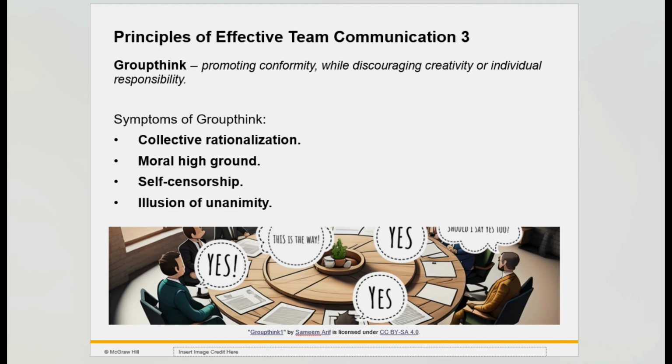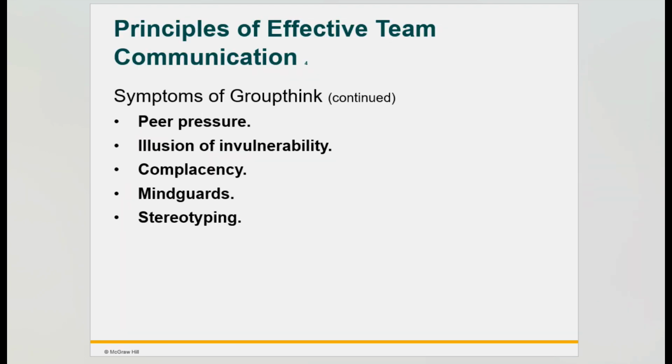So there are some symptoms that you'll see when you get into the groupthink mode: that collective rationalization, self-censorship, not speaking up when you have something to say that might vary from what the other team members are saying. Then there's an illusion that there's a unity there. So you want to be careful working with that groupthink outcome. Some other symptoms of groupthink include peer pressure, the illusion of invulnerability, complacency, starting to mind guard, and then stereotyping. So you want to be super careful with groupthink.